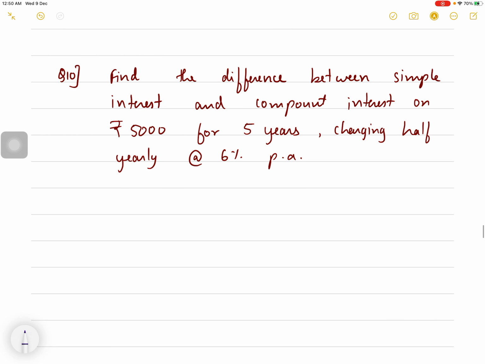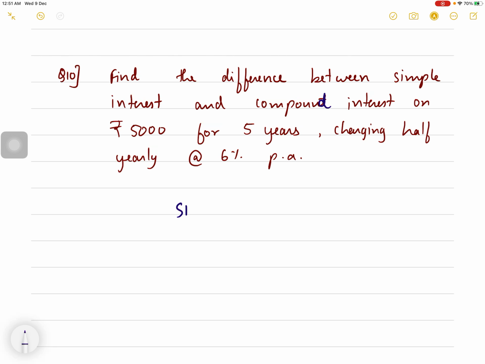Okay, let's solve the next problem. Find the difference between simple interest and compound interest on 5,000 for 5 years, charging half yearly at 6% per annum. You are supposed to find simple interest and you are supposed to find compound interest, then the difference.